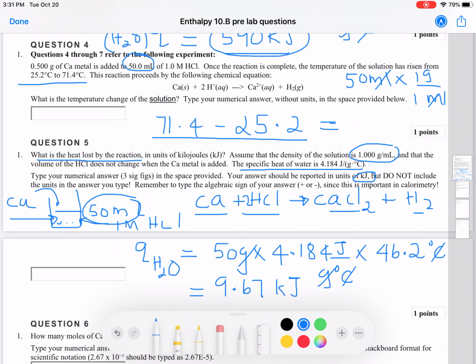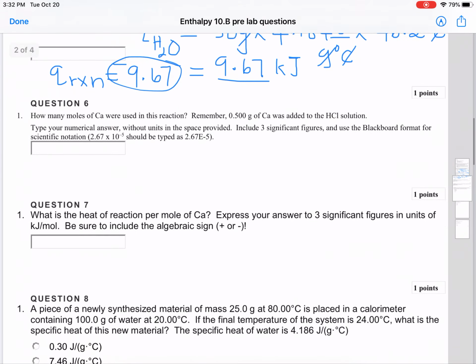What about the Q for the reaction? What we want is heat loss by the reaction. What is the heat loss by the reaction? So 9.67 is for the Q water. So then the heat lost by the reaction is going to be negative 9.67 kilojoules. Okay, that's how you calculate that.